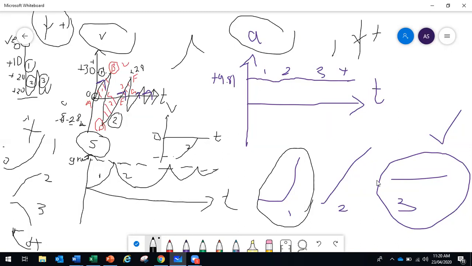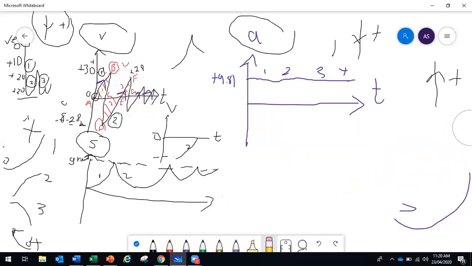So now we go to the next one. Can you draw these three graphs back? Now taking upwards as positive. Take upwards as positive. How are these graphs going to look like? Okay, first draw the VT. Upward as positive.